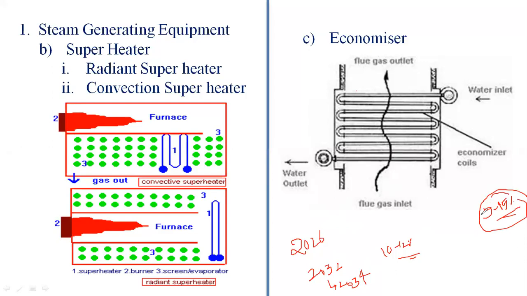You can save 5 to 15% of the fuel. It can be utilized for the future, that is tomorrow or the day after tomorrow, in the future, 1 month or 1 year or 2 years. We can save the fuel. This is nothing but the economizer.